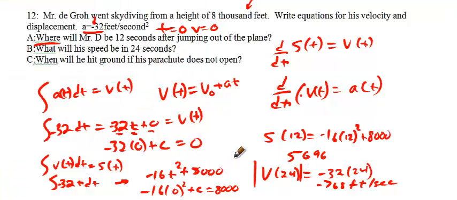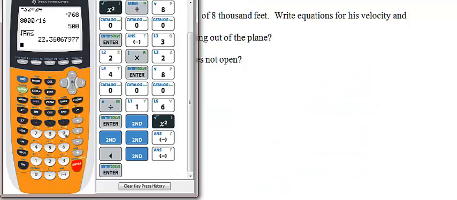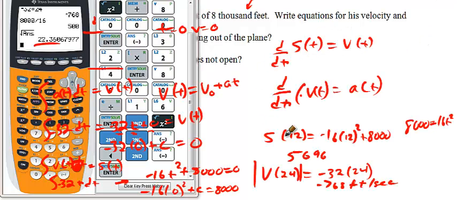All right, last question. When will he hit the ground if his parachute does not open? So we take our displacement equation, because we're talking about height, hit the ground, and we want to find out how long we have to fall. So we want to set our equation equal to 0. So if we bring over the 16t squared, basically you have your 8,000 equals 16t squared. Divide over your 16 and then square root it. And we get 22.36.